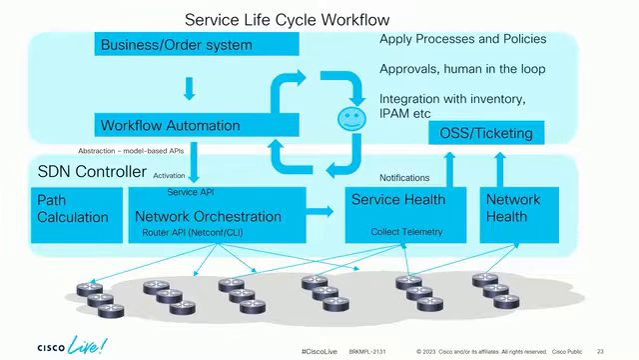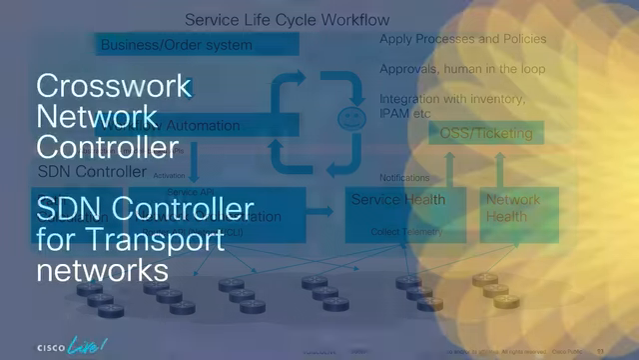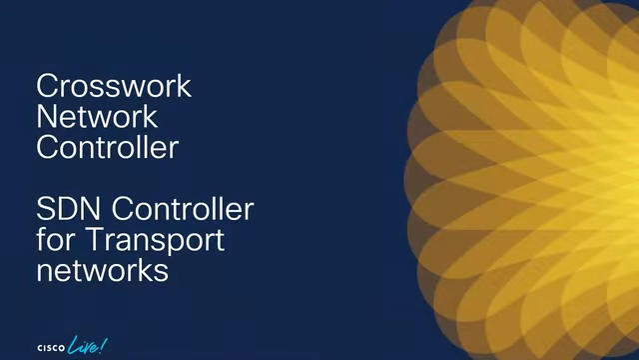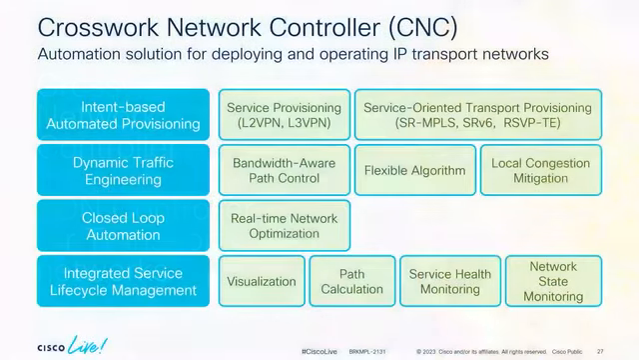The multi-vendor aspect also needs to be managed. So now let's switch to Cisco's transport SDN controller. So we had a disparate set of products. We had NSO, which is our orchestration engine. We have SRPCE, which is an IOS XR feature that can do path calculation.